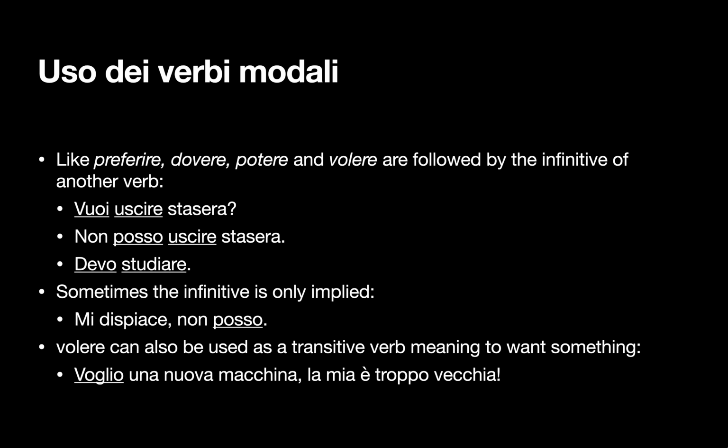Volere can also be used as a normal transitive verb that means to want something. So you can say, voglio una nuova macchina, la mia è troppo vecchia. You can also say, voglio comprare una nuova macchina, I want to buy a new car.